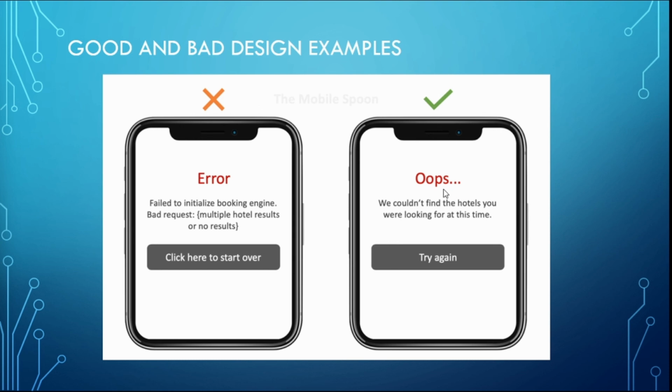And then the next one is saying, oops, we couldn't find the hotels you were looking for at this time. Try again. So this one is much clearer and more concise, with which the user feels okay and understands what the system is trying to tell him or her.